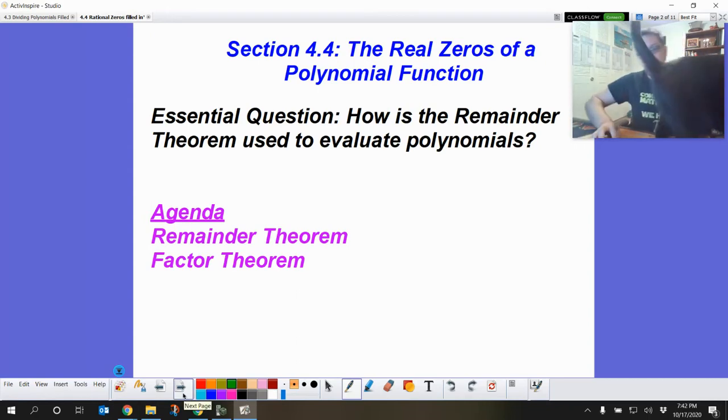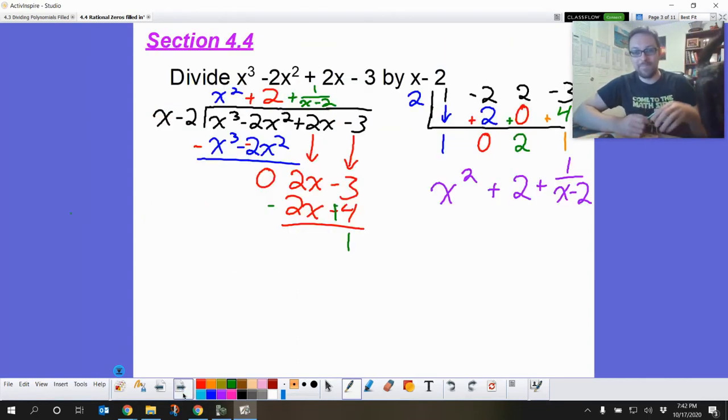What we did last time, we did synthetic and long division. I wanted to show you that for both of these problems, whether we did synthetic division or long division, both of them are getting the same value. So both times we're getting x squared plus 2 with a remainder of 1 over x minus 2.